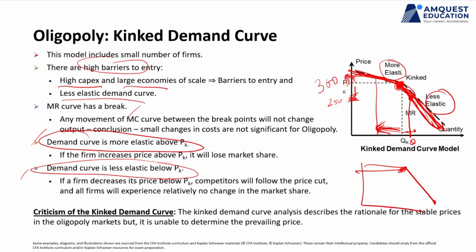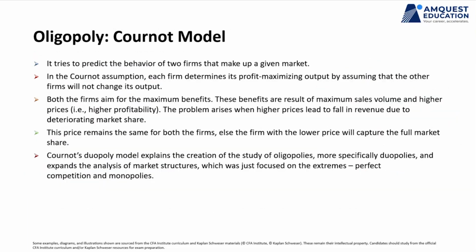Clear? Obviously, there is a criticism that the curve describes the rationale for stable price in an oligopoly market, but is unable to determine the prevailing price. It is only trying to tell you that there is a stable price in the oligopoly, but it can't tell you what the price should be based on the competition. Okay, but the kinked curve pretty much helps. It's a good model. It helps.